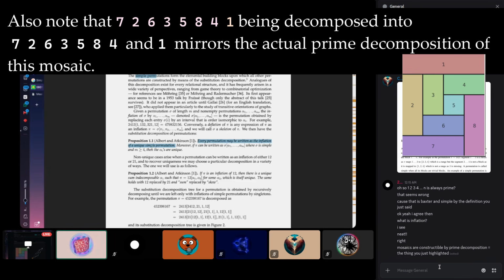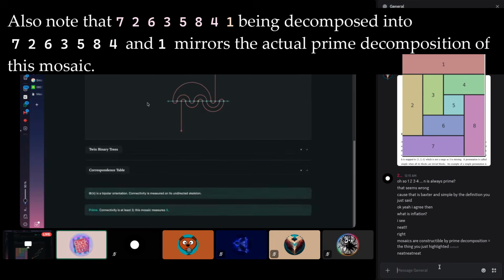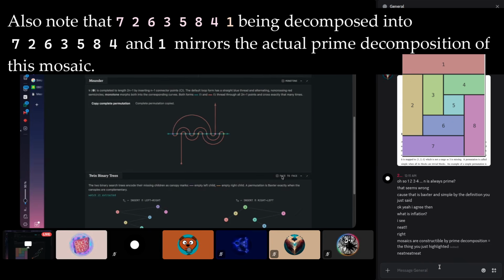This is saying a unique simple permutation. It does not need to be unique in our case, depending on which direction you come from. But if you have a canonical decomposition like we showed, then each mosaic maps to a single permutation. And the canonical decomposition deals with the diagonals and anti-diagonals.